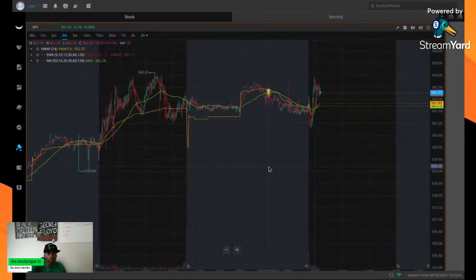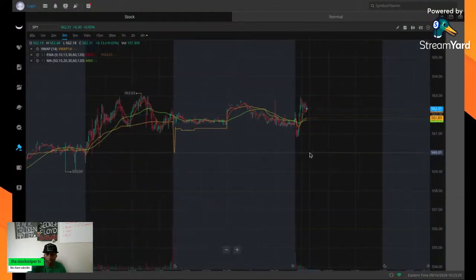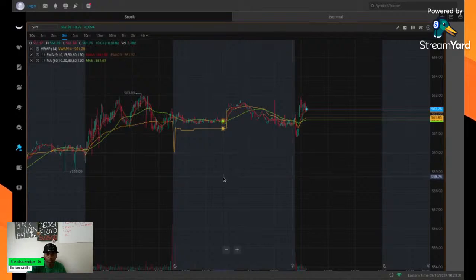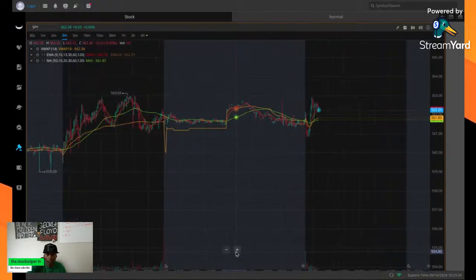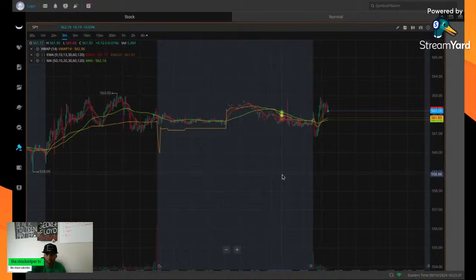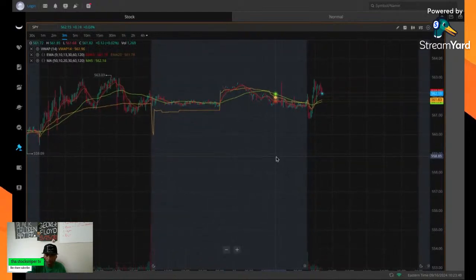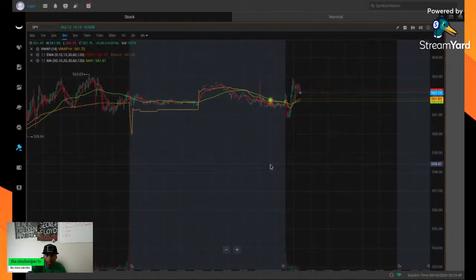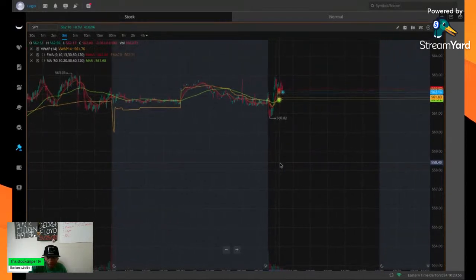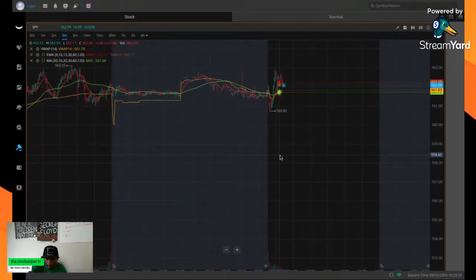Okay. This is the SPY. So what I'm seeing when I'm on StreamYard, I can't see my... I am using Webull, by the way, but I can't see the time at the bottom, what time it is. I gotta figure out how to fix that.